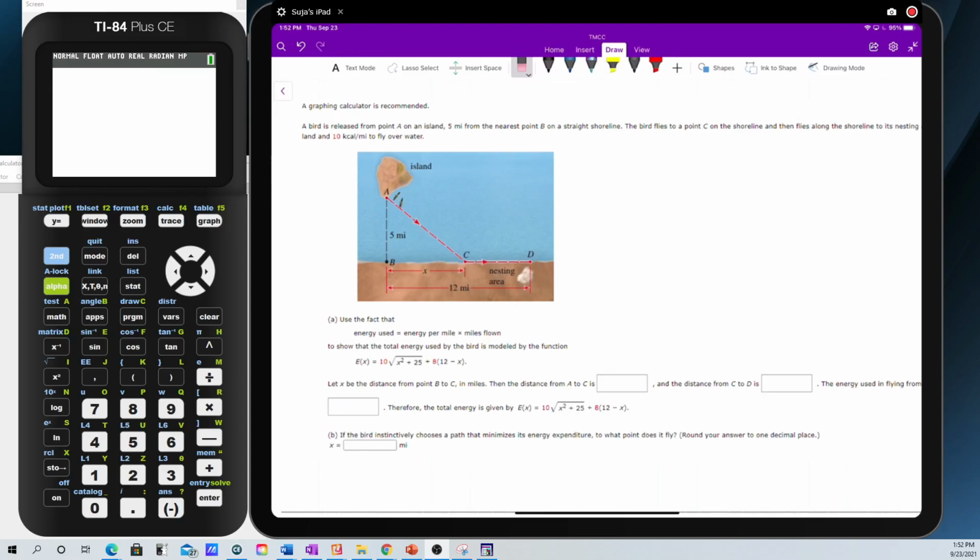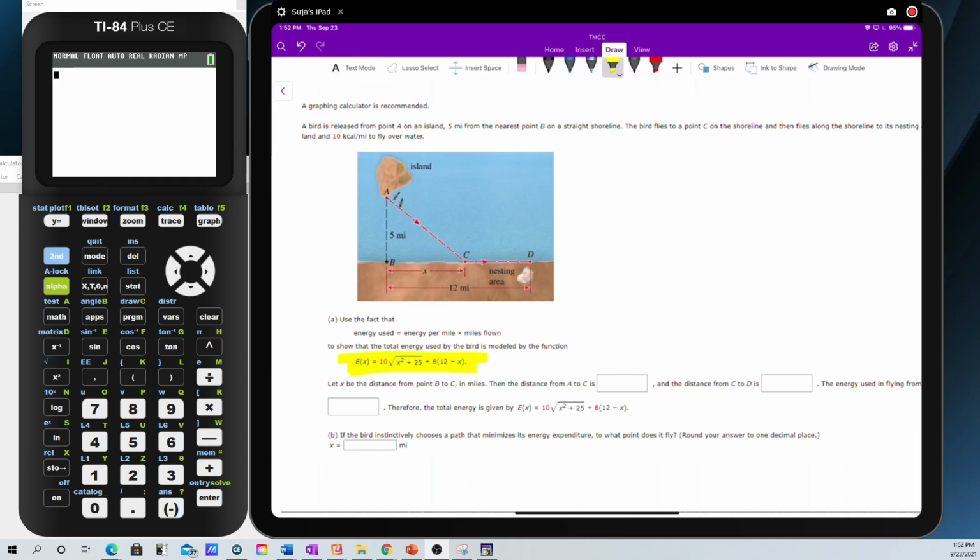In this example, we are going to analyze an energy equation or energy function. So with the information given, they already found the function for us, but we will figure out how they got this function, okay, first with the given information.